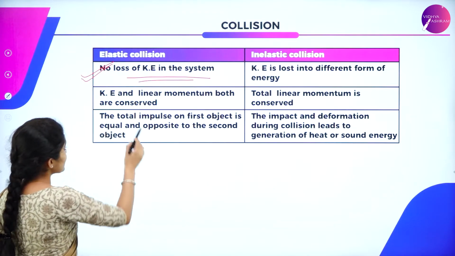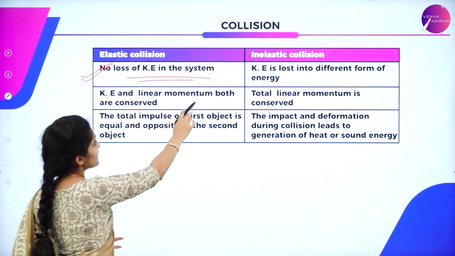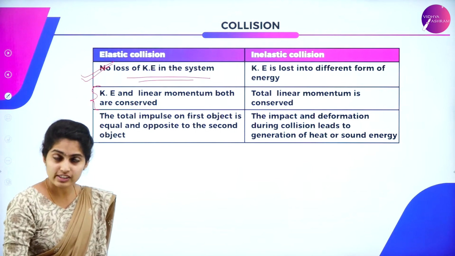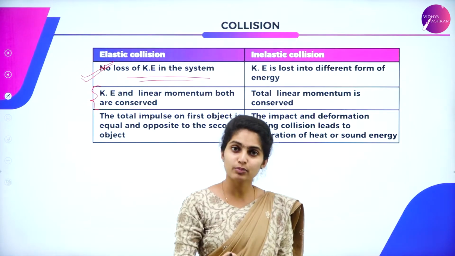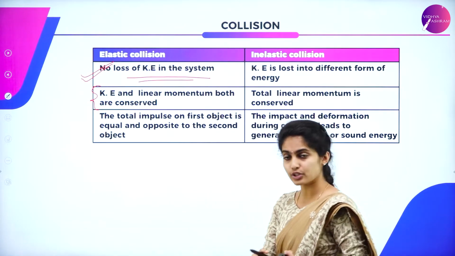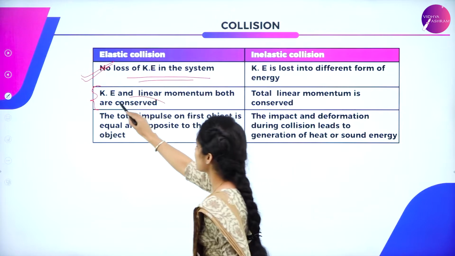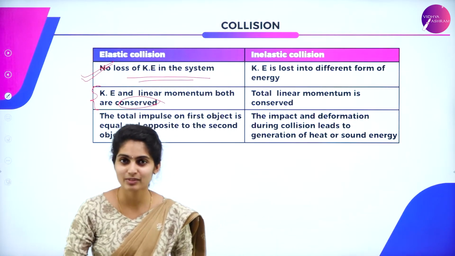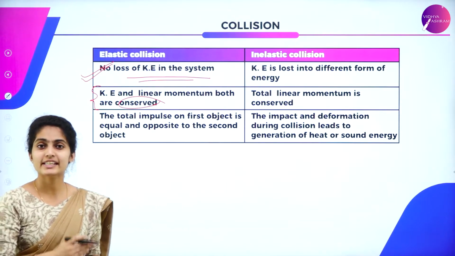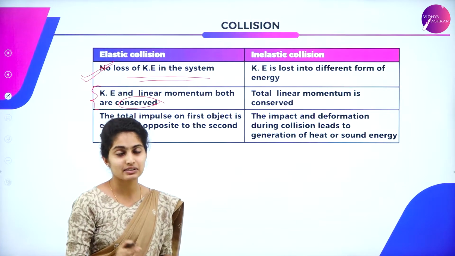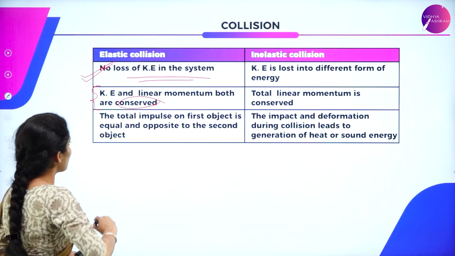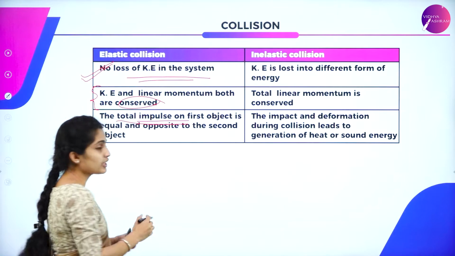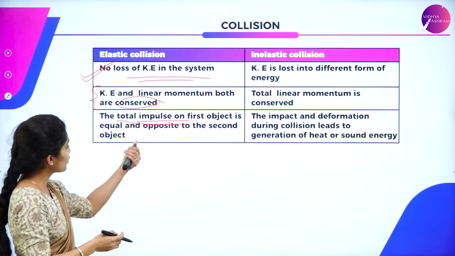Okay, next, kinetic energy and linear momentum, both are conserved. Kinetic energy is not lost. Linear momentum is always conserved. So when there are two things, both are conserved. Here the kinetic energy is lost, so you can just give the statement as linear momentum is said to be conserved and not the kinetic energy. While coming to the third point, the total impulse of the first object is equal and opposite to the second object.